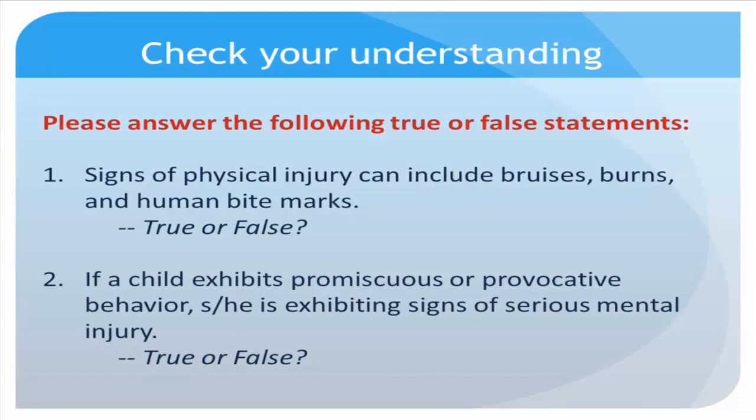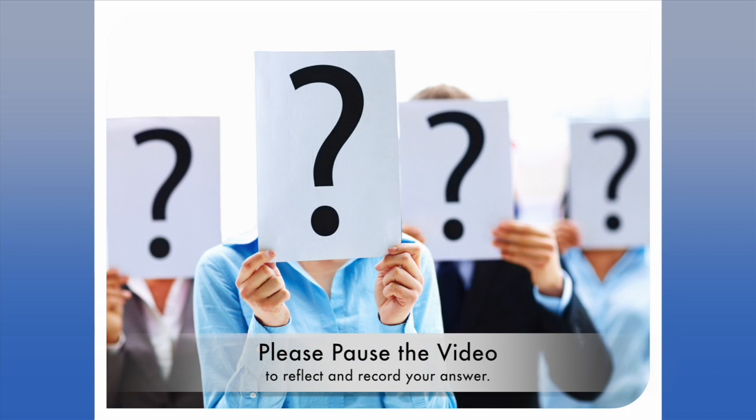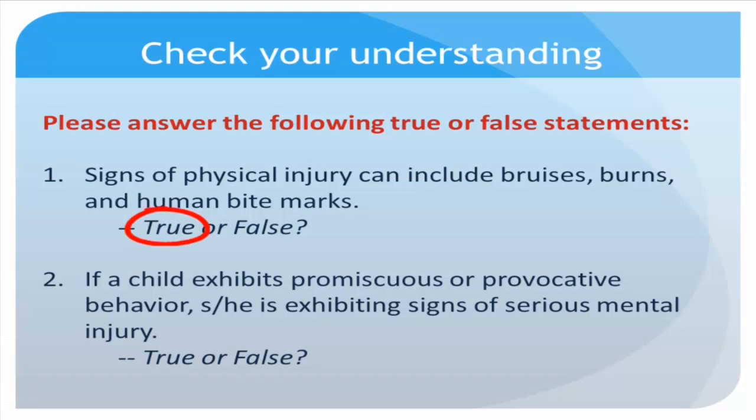We've reviewed several topics. Now let's check for understanding. Please answer the following true or false statements. Signs of physical injury can include bruises, burns, and human bite marks. True or false? The answer is true. In addition to bruises, burns, and bite marks, other indicators may be apparent.